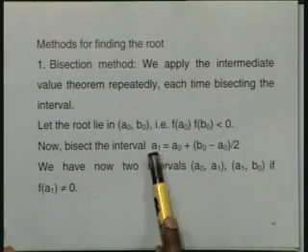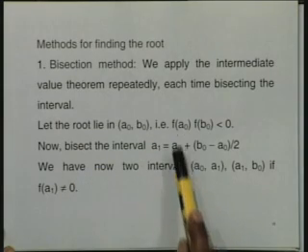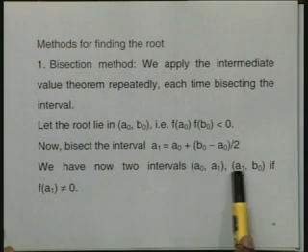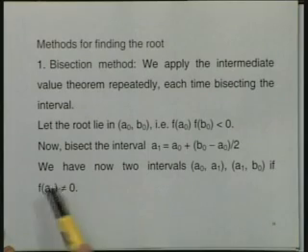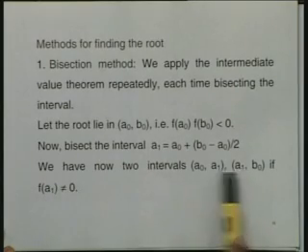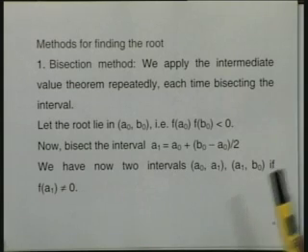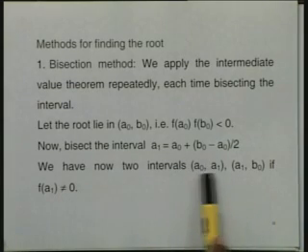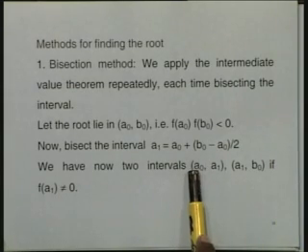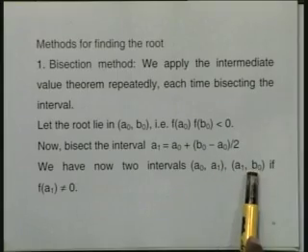Now once I bisect it, I have two intervals, a0 and a1, or a1 and b0. If f of a1 is 0, then by definition it is a root. So if f of a1 is not 0, I will determine whether the root lies in the interval a0 a1 or a1 b0. That we can test immediately again by the intermediate value theorem.